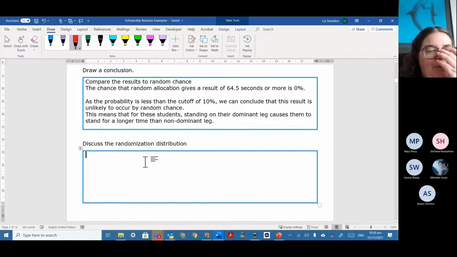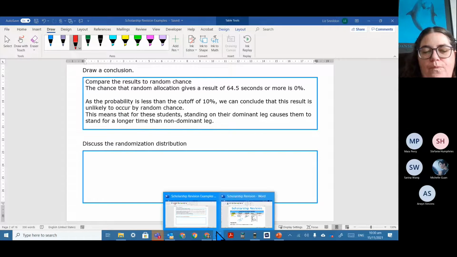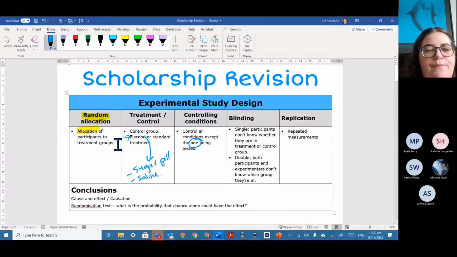Okay, so the randomization distribution. If I go back to the idea of experiments, the key idea is random allocation: we've randomly allocated participants into two groups, our control group versus our treatment group. This is the heart of what the randomization test is based on: randomly reallocating the results into different groups.